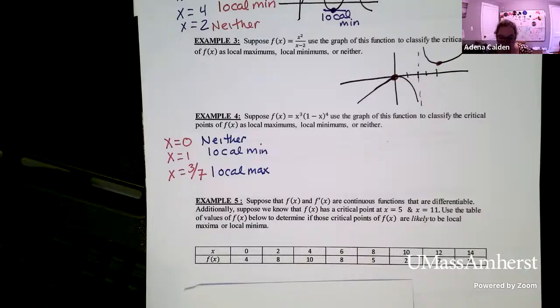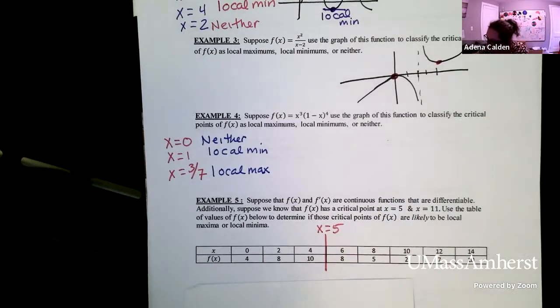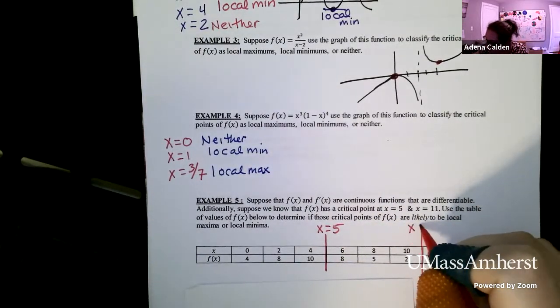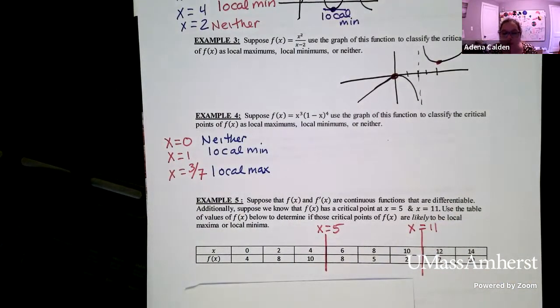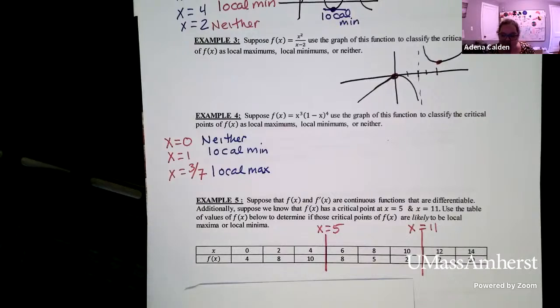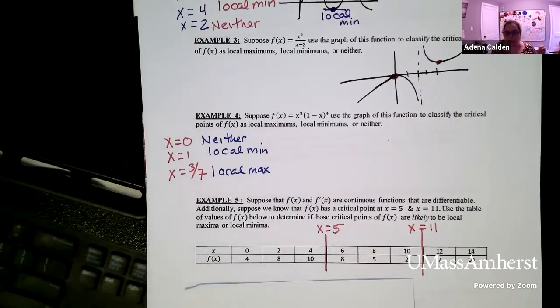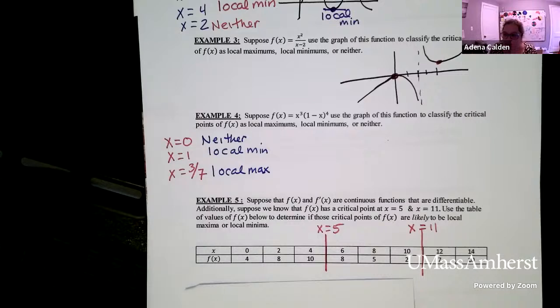So we know where the critical points are. Just going to mark that on here. So 5 is going to be right about here, right between 4 and 6, and 11 will be between 10 and 12. Use the table of values below to determine if these critical points are likely to be local maximums or local minimums. Okay, so I'd like you to take a minute. I'd like you to think about what we know about the behavior of f of x and see if you can figure out if these are going to be local maxes and mins. So jot down your thoughts and then we'll go through it in a minute.